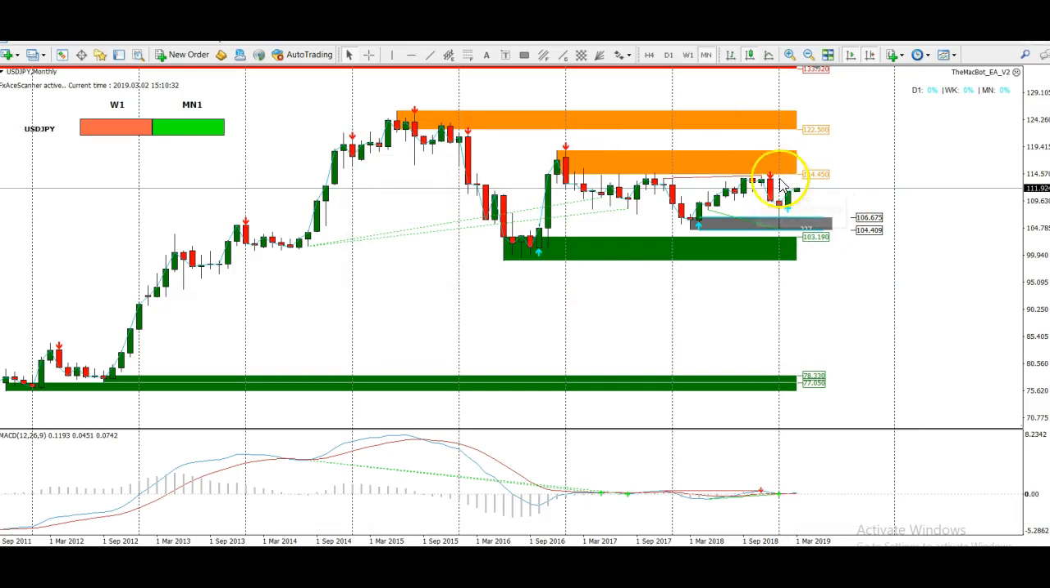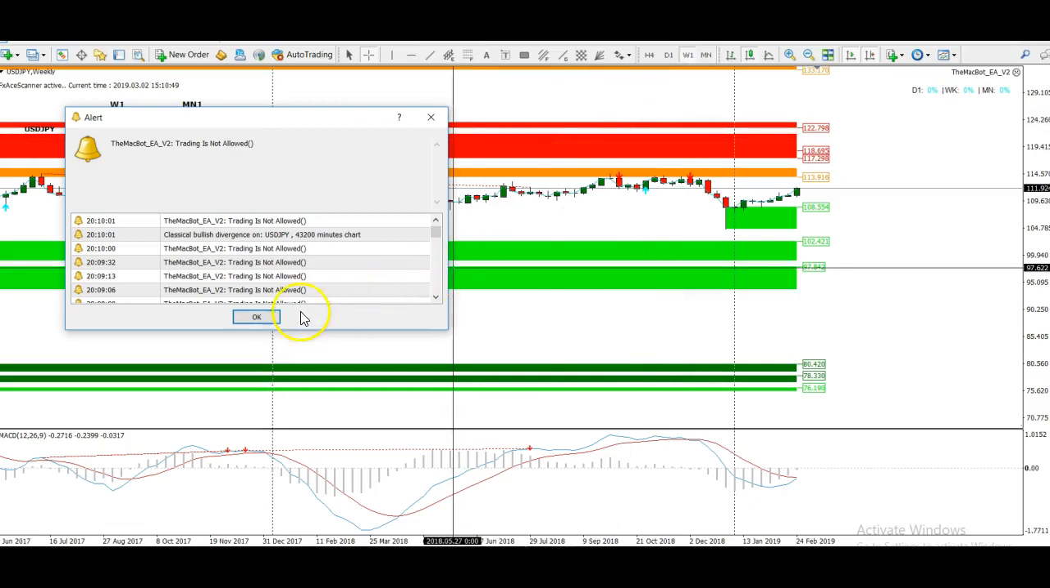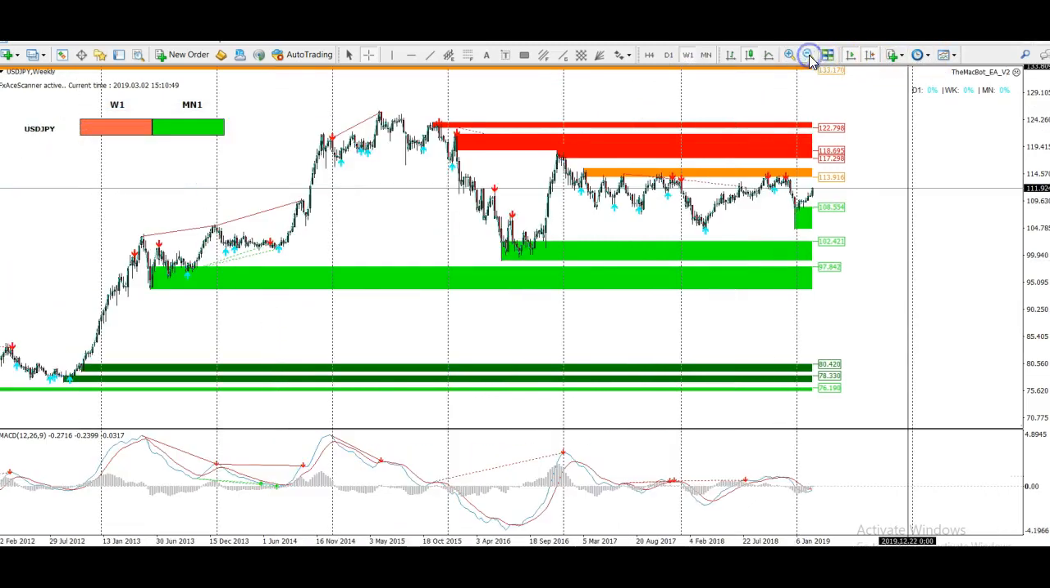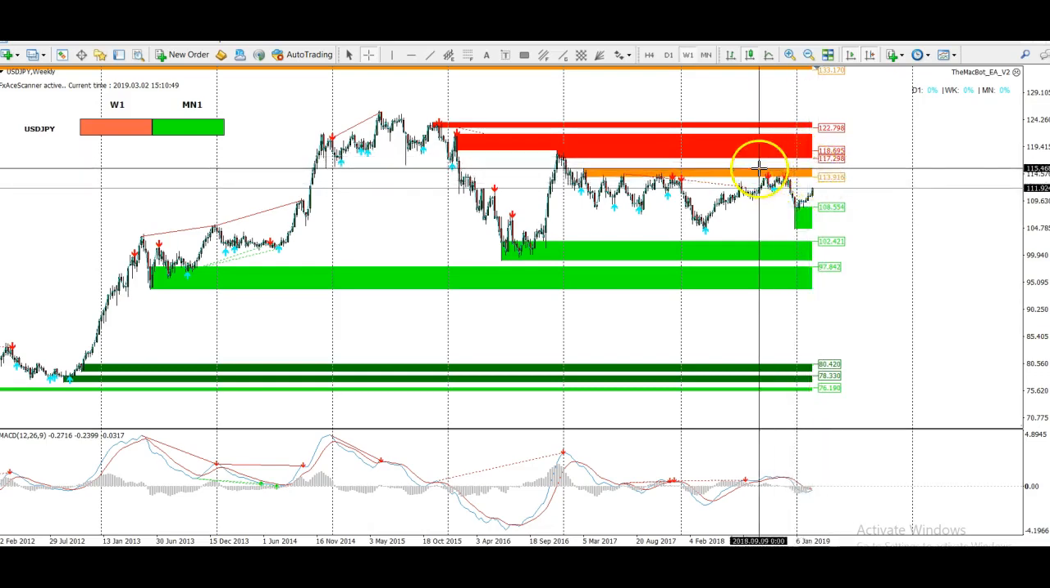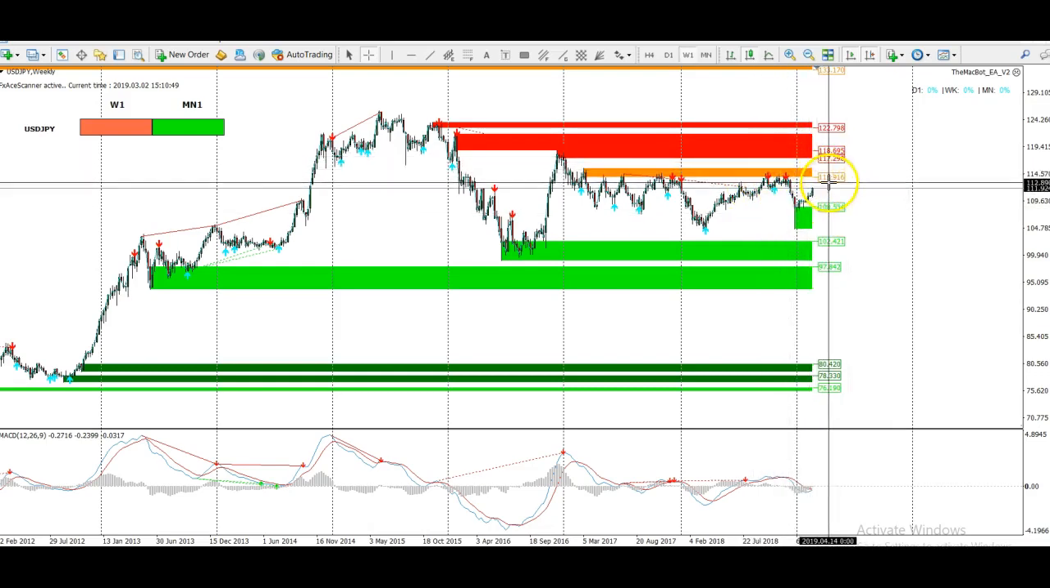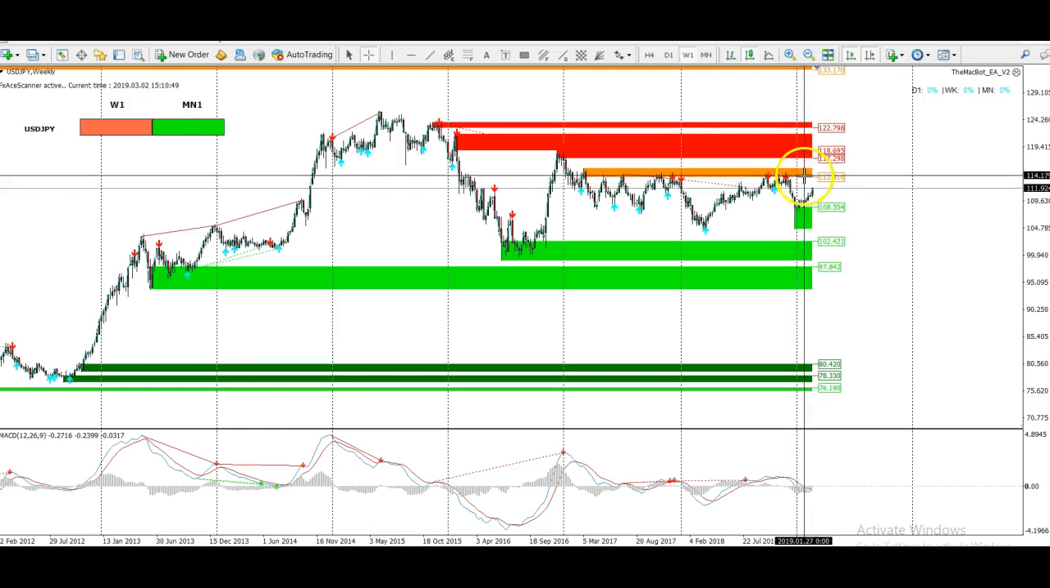Tested, so likely to continue up higher this month up towards 114,500, so up towards the top of this zone. Trade wise, so yeah, 114 would be a good selling opportunity. 113, 114, up around here.